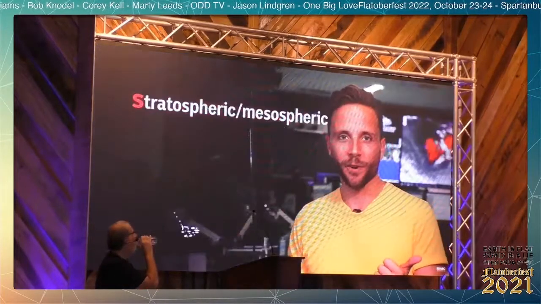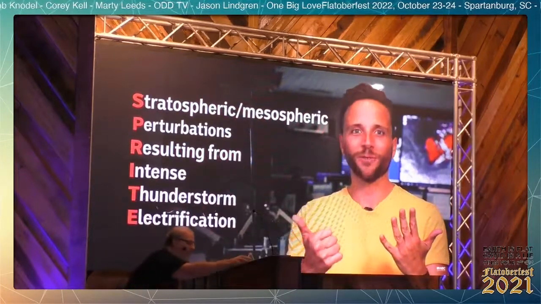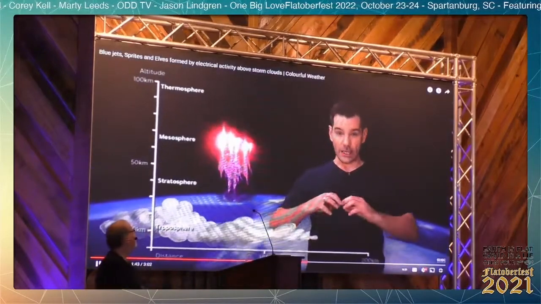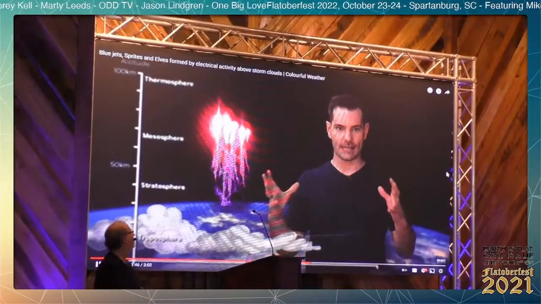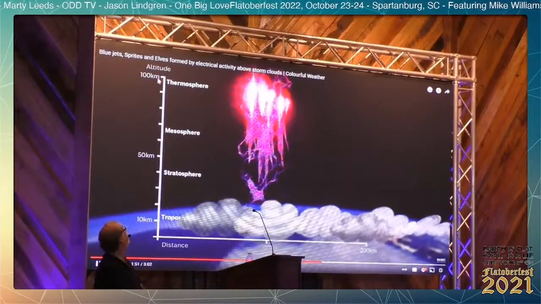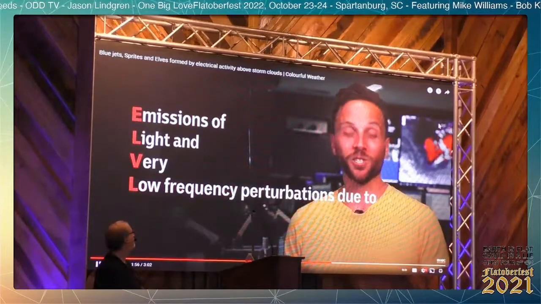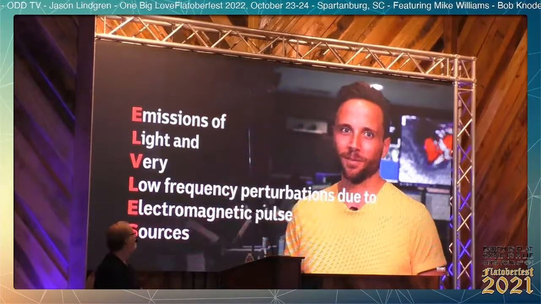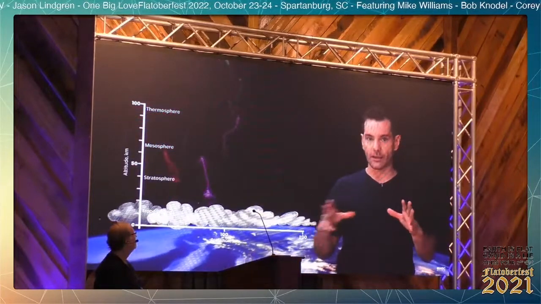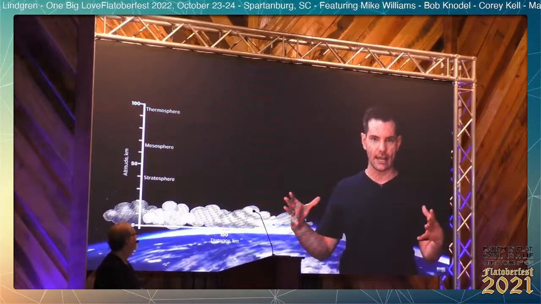SPRITE stands for stratospheric mesospheric perturbations resulting from intense thunderstorm electrification. Sprites start as a huge ball of red light with tendrils that stream down and turn purple, then blue. ELVES stands for emissions of light in very low frequency perturbations due to electromagnetic pulse sources. ELVES start out as a flash of light that ripples out into a flat disk of glowing red-purple light, kind of like a halo or a huge donut in the sky.